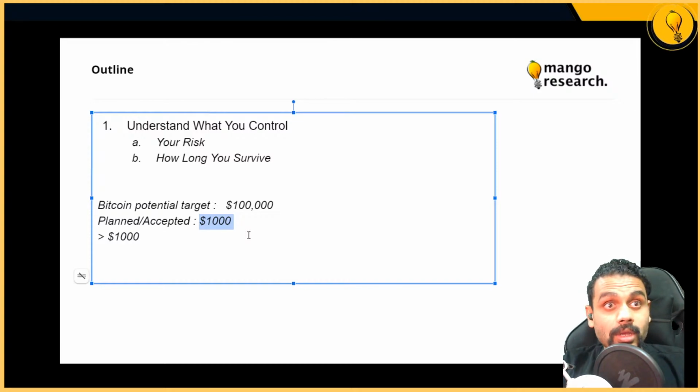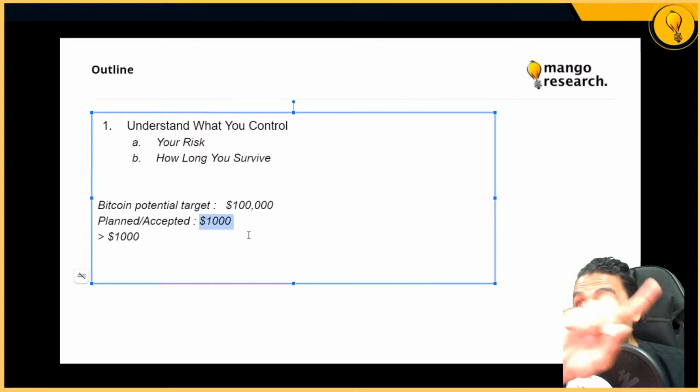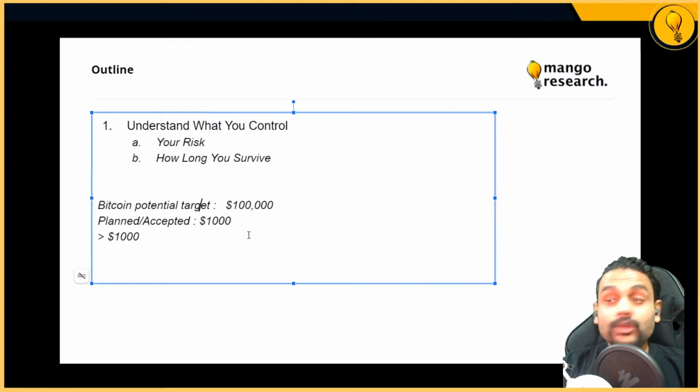Now, if you somehow manage to lose more than this, that is your real loss. That's your loss, not anything underneath that. So if you end up losing $4,000, that's you losing, because you've lost $3,000 more than your cost of doing business.